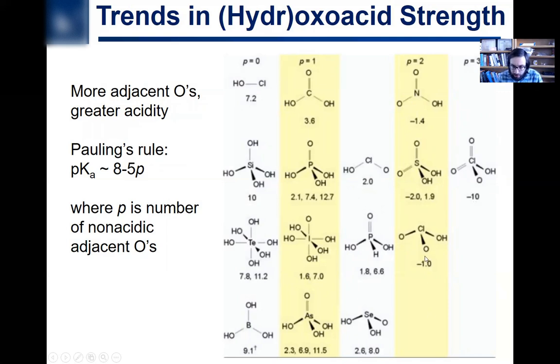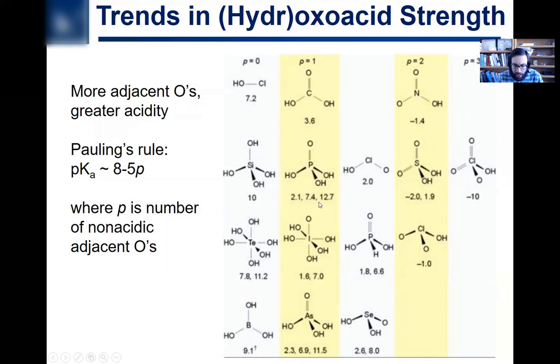P equals 2, you can see less acidic, but still very acidic. These would all be strong acids. What are these? This is sulfuric acid, nitric acid here, and this would be chloric acid. And then you have cases where P equals 1, and this is where you only have one adjacent oxo group. So there's a bunch here shown.